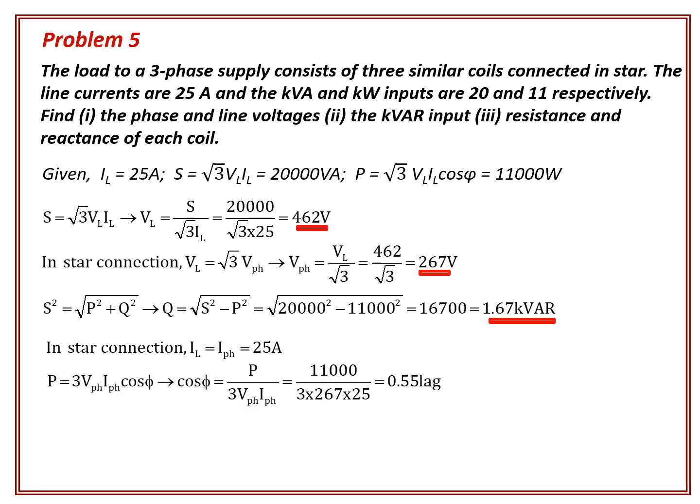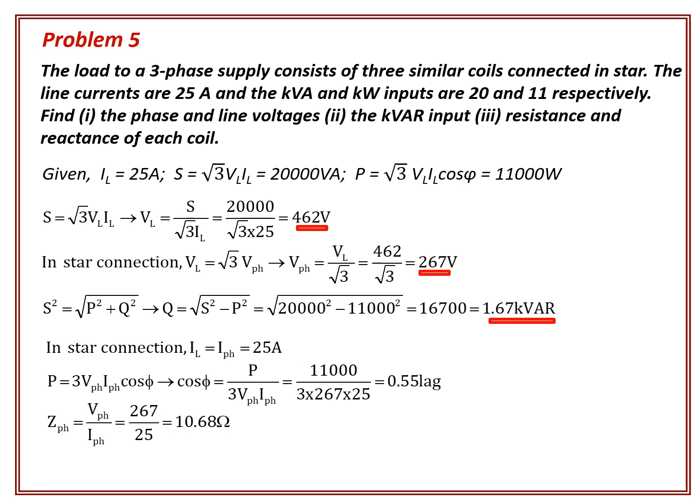Again, from the equation of power, we can calculate cos phi. Power is 3 V phase I phase cos phi. In this equation, the only unknown is cos phi, and it can be written as P by 3 V phase I phase. Substituting P, V phase and I phase, we get power factor cos phi as 0.55 lag.